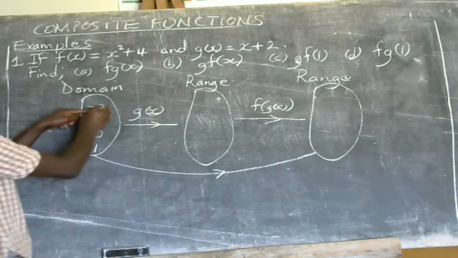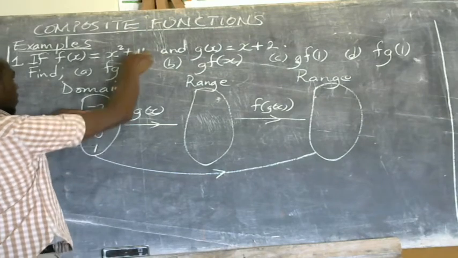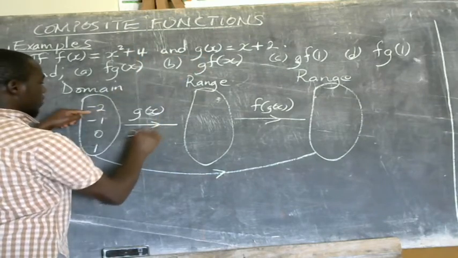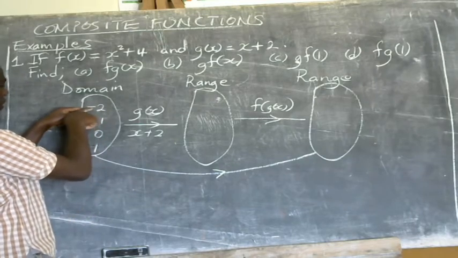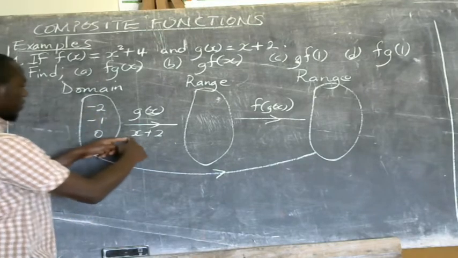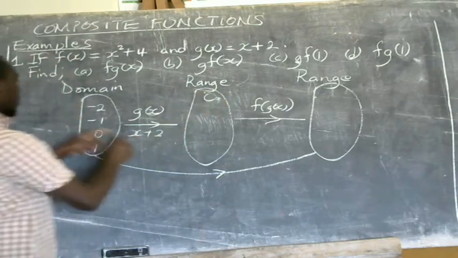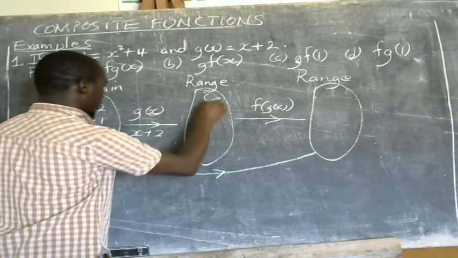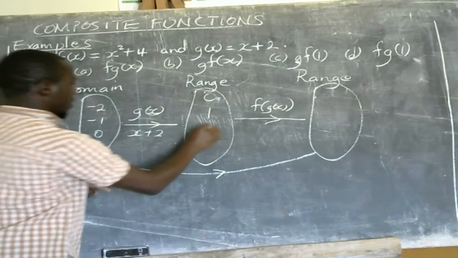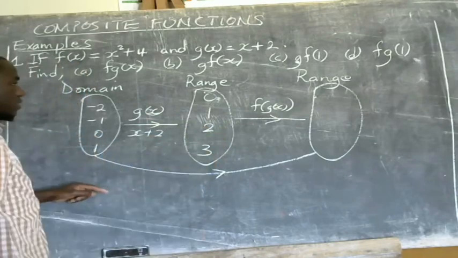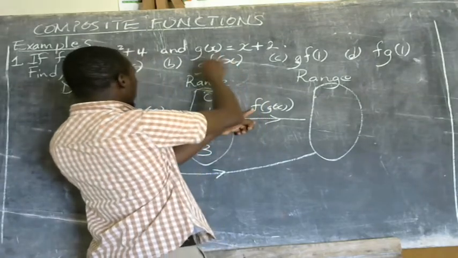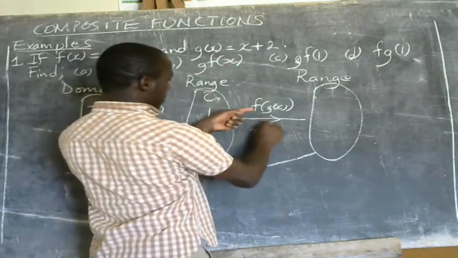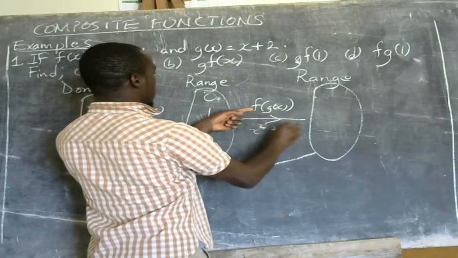So if I feed this in that function there, which is x plus 2, when I put a negative 2 there, this is going to be 0. When I put a negative 1 there, this is going to be a 1. When I put a 0 there, it's going to be a 2, and then that one is 3. My function f of x is x squared plus 4.